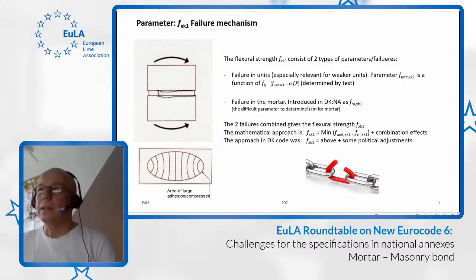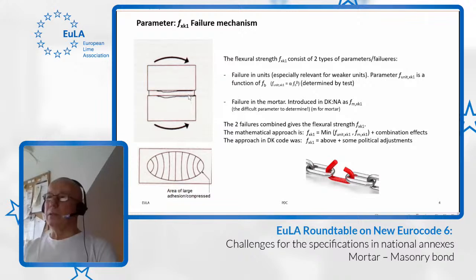We can have failures in the mortar, that is this line here, and failures in the unit, that is this line here. Failure in the unit is of course not anything to do with adhesion, but it influences Fxk1, so it's important to know the difference between the two. Anyway, when we calculate Fxk1, this is of course the minor value of the flexural strength in the unit and the flexural strength in the mortar, in the joint.